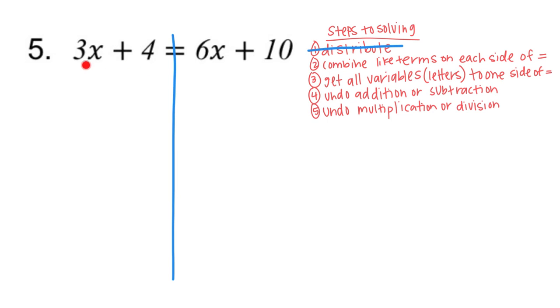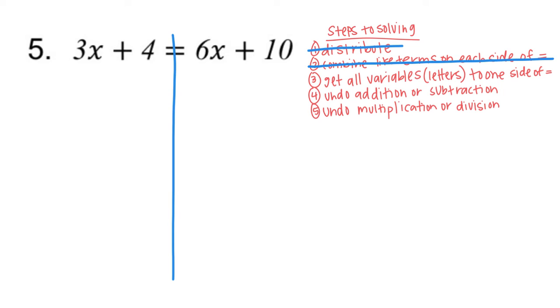So on this side, I have a 3x plus 4. Those are not like terms. It's an x and a number, so they can't go together. On this side, it's a 6x plus 10. Again, they're not like terms, so they can't go together. So I don't need to do step 2. Step 3 says get all variables or letters to one side of the equals.